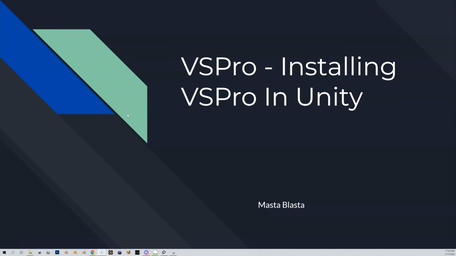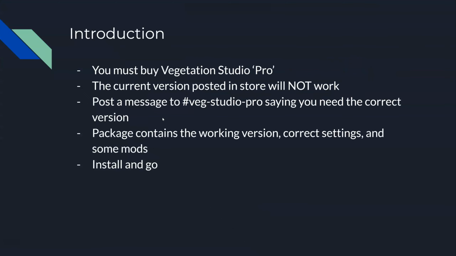In this video, we're going to be installing VSPro inside of Unity. So a little bit of background here first. You will need to buy Vegetation Studio Pro. I think at the time of this video, it's $135. Remember, it does go on sale occasionally, so you might be able to get it half off. That's typically sometime in the spring and also around Black Friday.